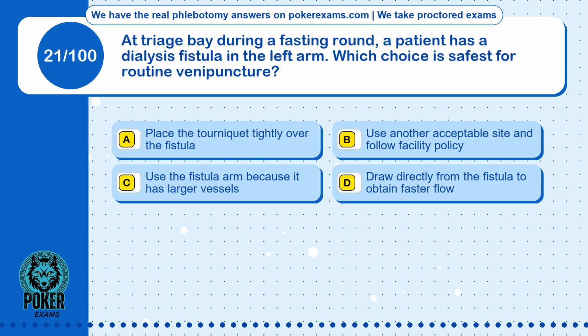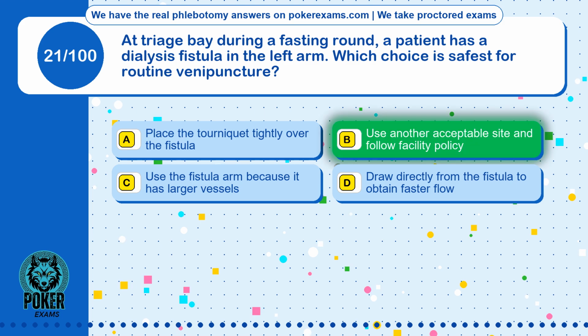Question 21. At triage bay during a fasting round, a patient has a dialysis fistula in the left arm. Which choice is safest for routine venipuncture? Option A. Place the tourniquet tightly over the fistula. Option B. Use another acceptable site and follow facility policy. Option C. Use the fistula arm because it has larger vessels. Option D. Draw directly from the fistula to obtain faster flow.